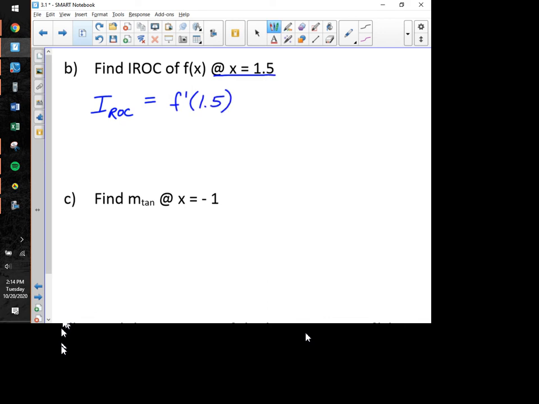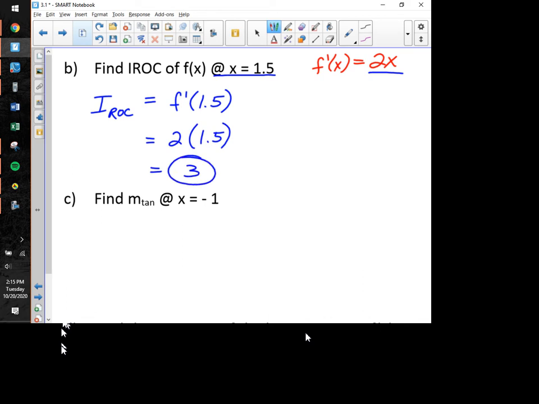And I should probably write down, just so we see it in front of ourselves here, that f prime of x was equal to 2x. That was the end result of that last long problem that we did. So if we want the instantaneous rate of change at x equals 1.5, we'll go ahead and simply evaluate our derivative, f prime of x, at 1.5, which is going to equal, let's take a look, 2 times our input value of 1.5, which is going to equal 3.